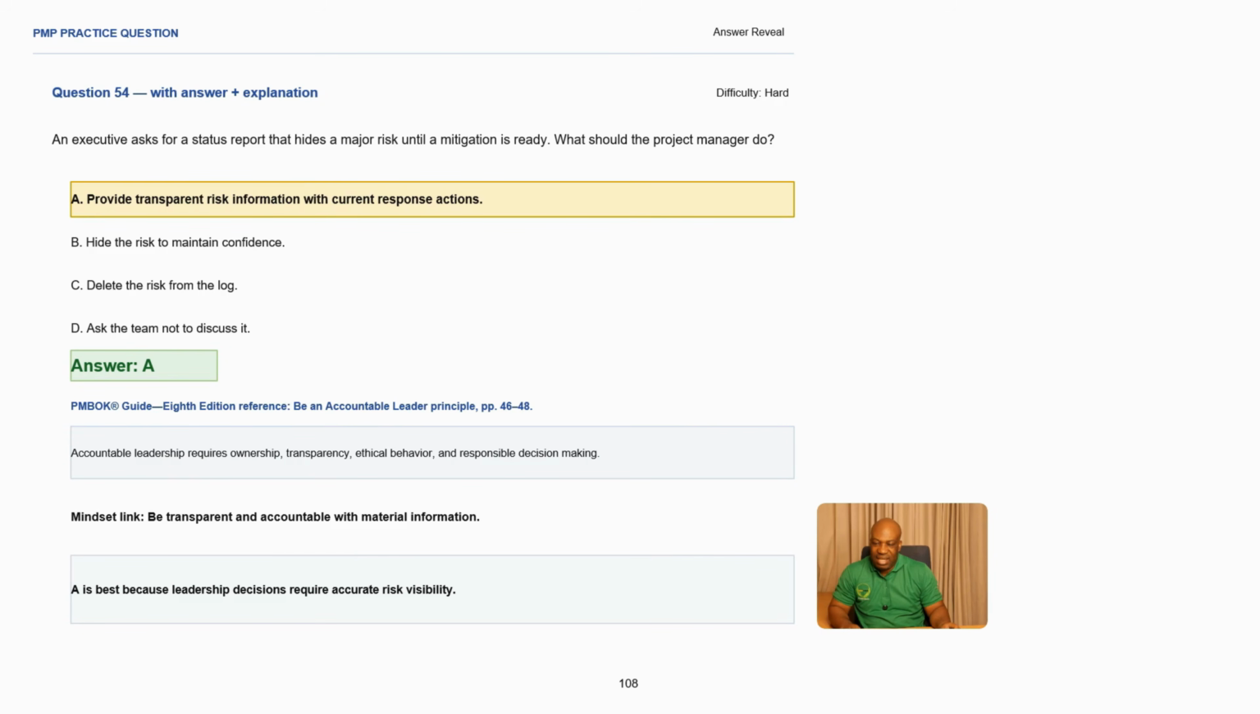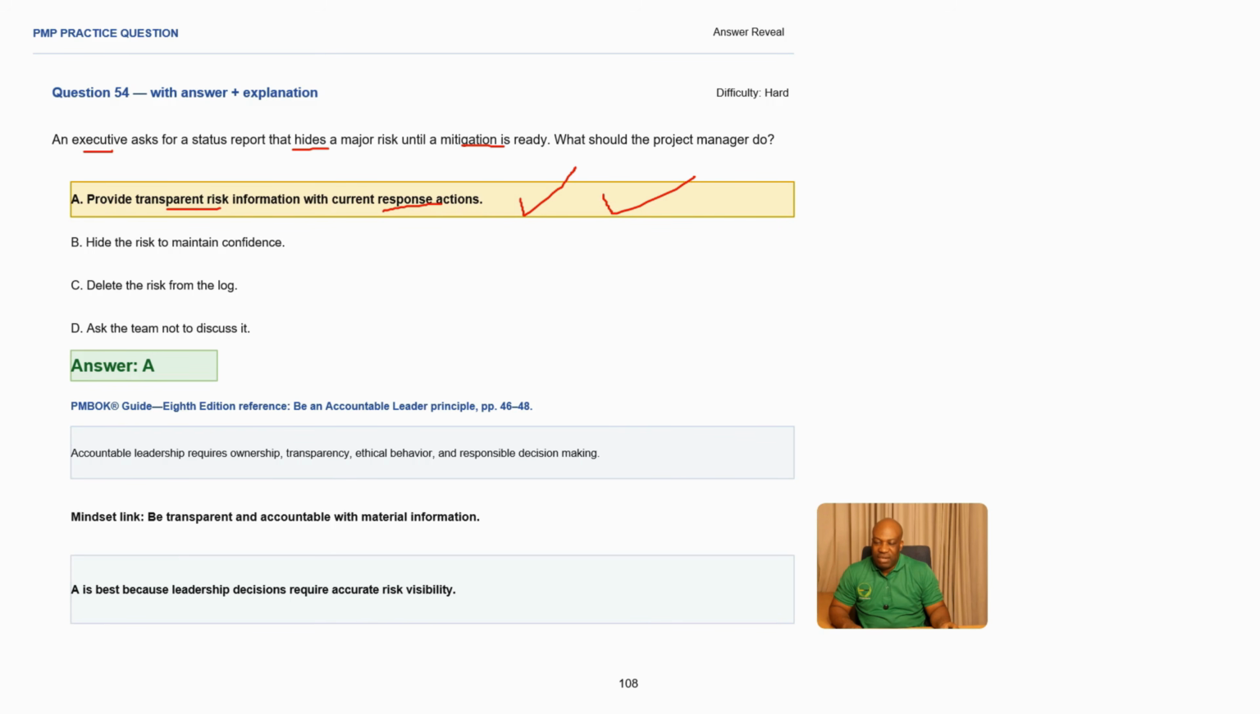So the best answer here is A. Okay. Even if this is an executive, you cannot hide something. This is unethical. You're not doing the best for the project. So you cannot hide something until you get some mitigation. So making A the best answer. So A is the best answer, to provide transparent risk information with current response action.